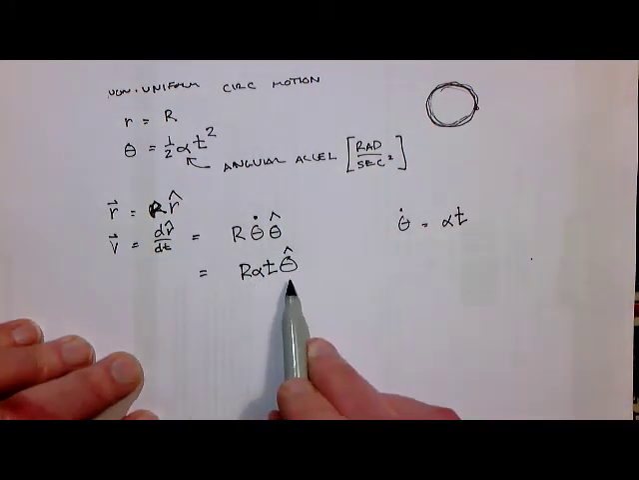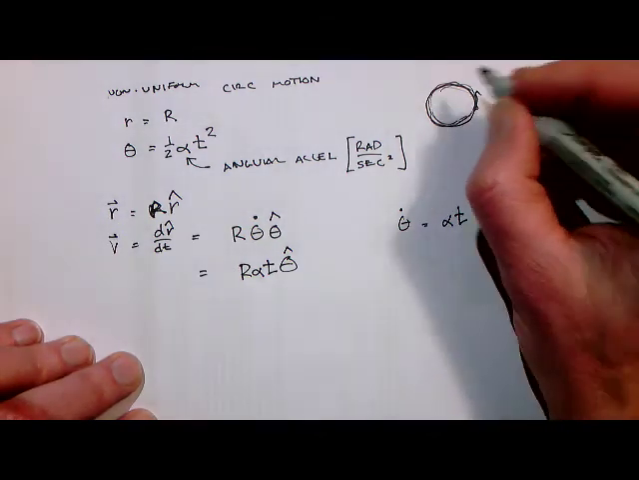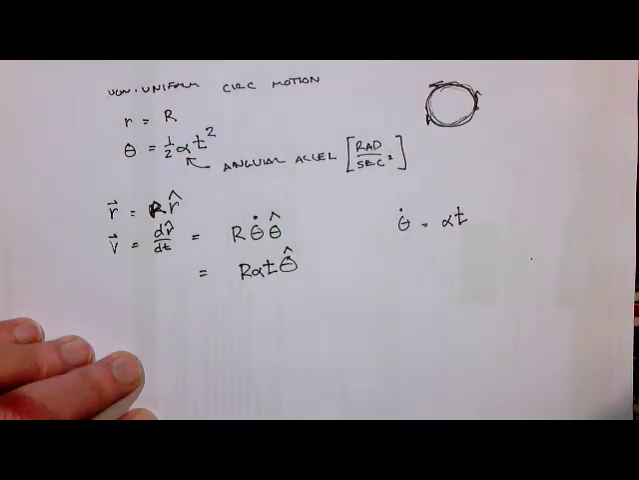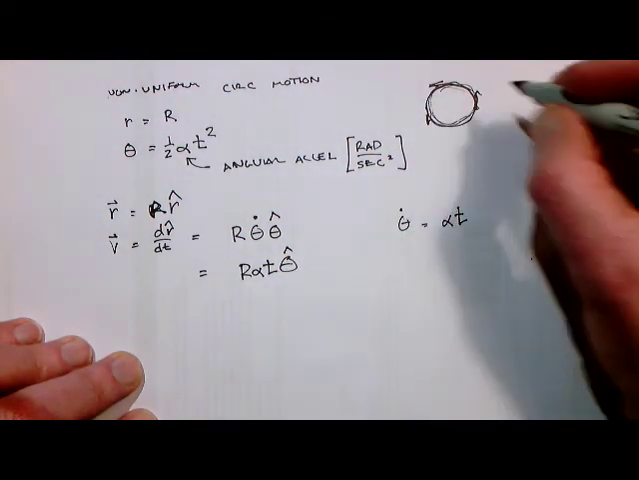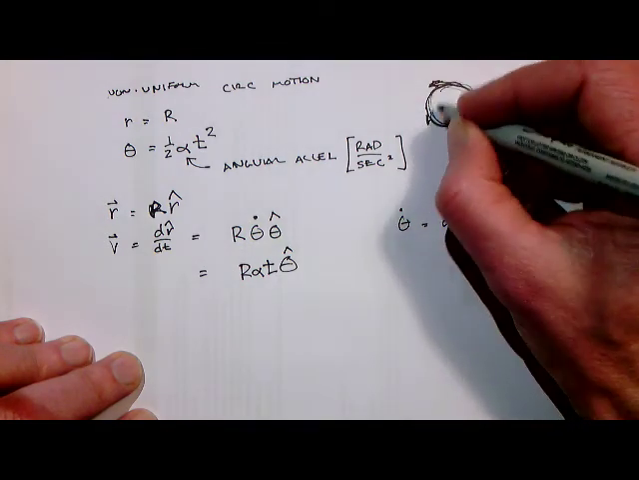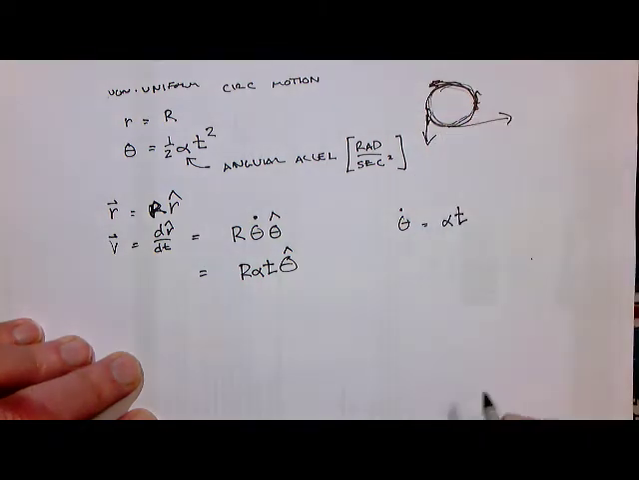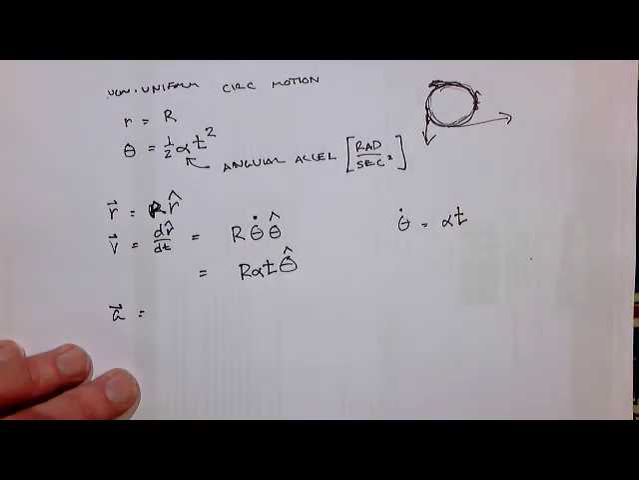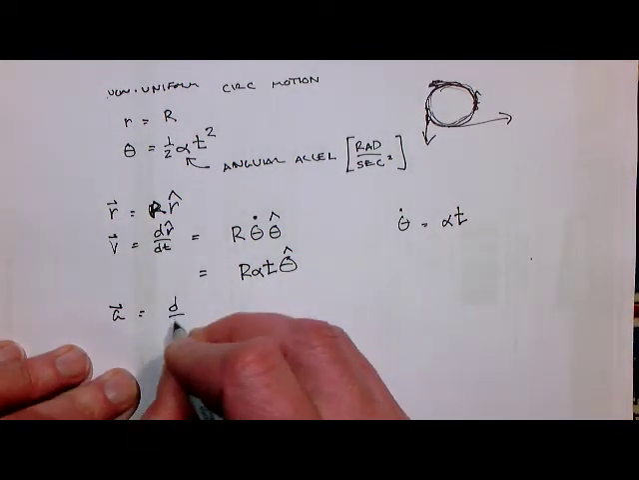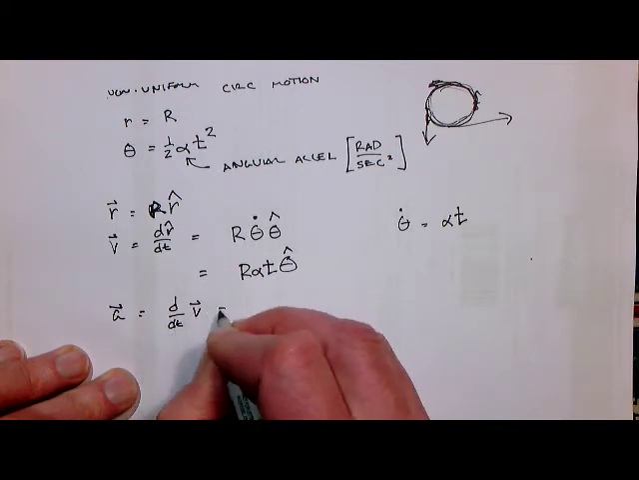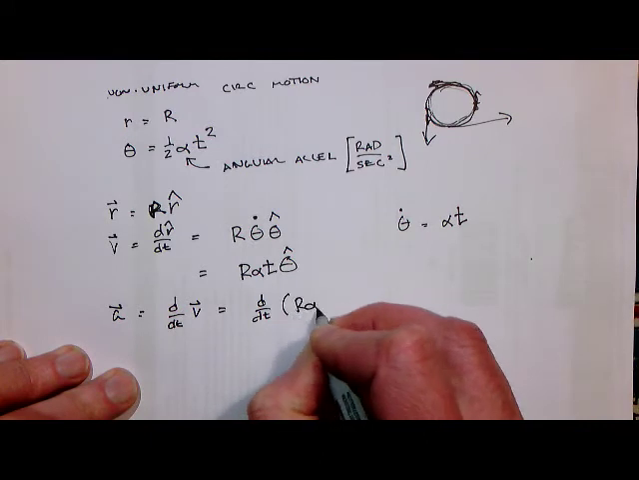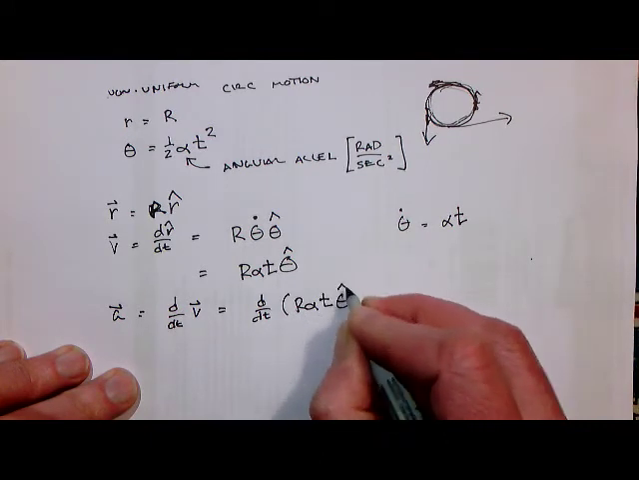And notice that the velocity is still always directed along the circle, which makes sense. You're still moving in the circle, but the size of that velocity vector starts out small, gets bigger, gets bigger, gets bigger as time goes on. What's the acceleration, though? This is where things start to get a little bit more interesting. The acceleration is the time derivative of the velocity, which is the time derivative of R times alpha times t times theta hat.